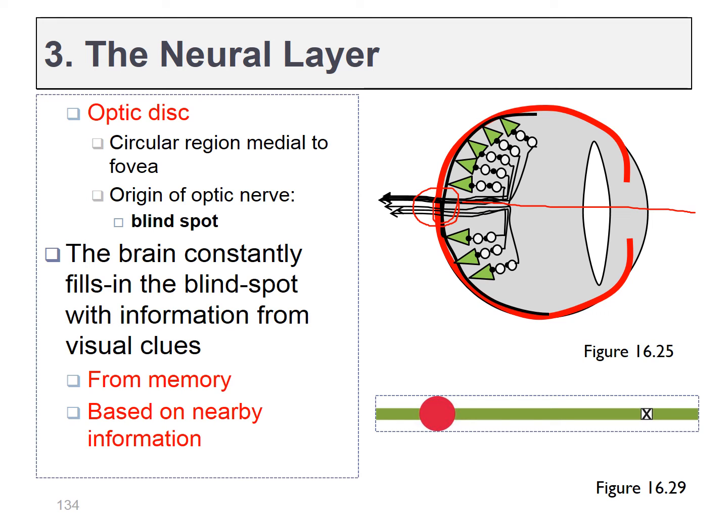Why don't we see that gap? Well, you can trick your brain into seeing it, but otherwise the brain fills in that spot with information that it thinks should be there, such as whatever was there a half a second ago.